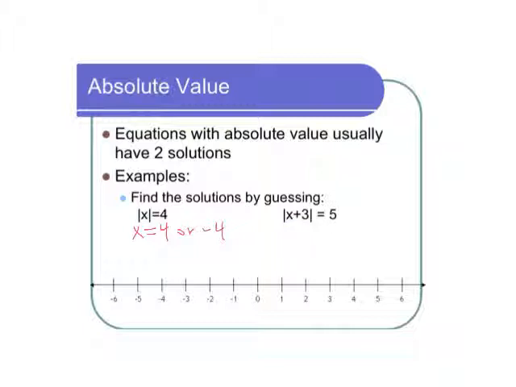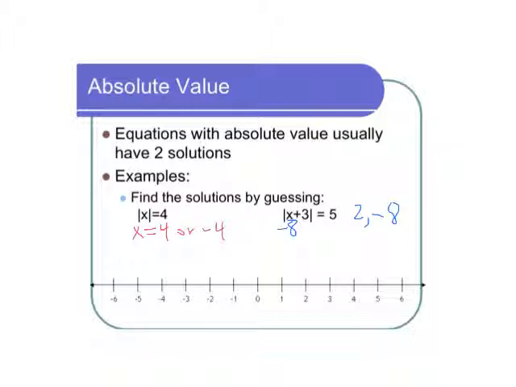Negative 8 plus 3 is negative 5, and yes, the absolute value of negative 5 is 5. So the two answers for this problem are the 2 that you came up with right away, and negative 8, which was not obvious, but after a little bit of reasoning, we could figure that out.